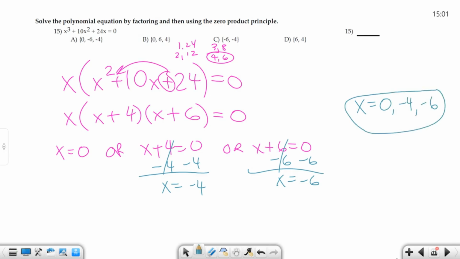So do you see an answer that has all those in it? 0, negative 6, and negative 4 is going to be A here. A. Don't forget 0 is one of your answers. You have that x out front, right?